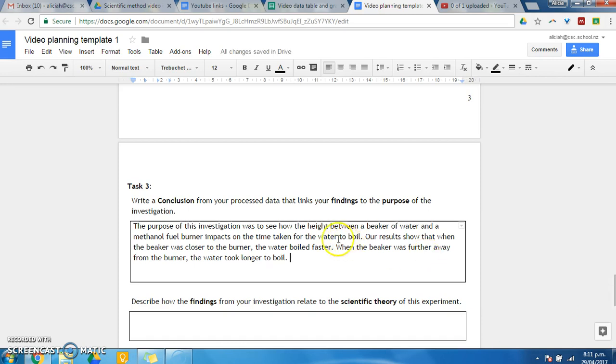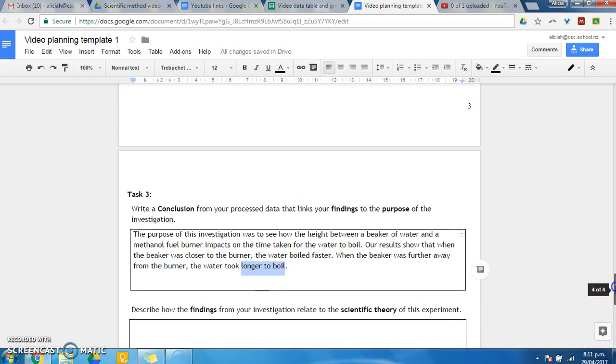So this relates to our purpose because we've used the dependent variable here, the thing that we're measuring, the time taken to boil. We've used words like that in here. So that links in what we've done to the purpose. So it's important that we do that.